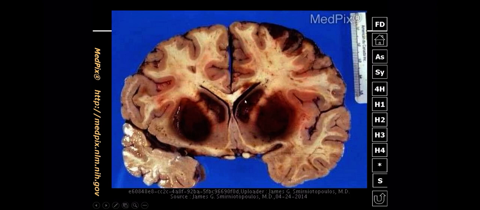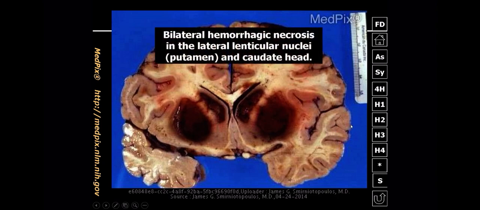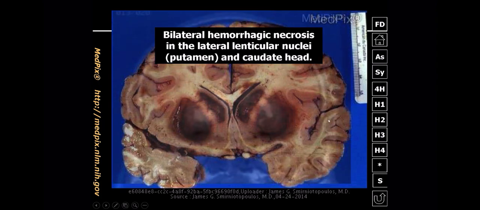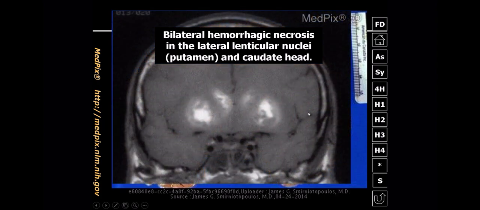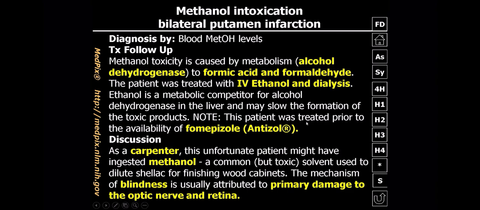And again here, sadly, in the autopsy, we see a perfect outline of the caudate nucleus and a perfect outline of the lenticular nucleus here and the putamen. So methanol intoxication appears to be selectively attacking the lenticular nucleus, the lateral portion, but in this particular case, it also affected the caudate nucleus. So going back to the MR, you can see that there's a perfect correlation. So when you have methanol intoxication, again, it's that alcohol dehydrogenase creates formic acid and formaldehyde. Those metabolic products are what are going to hurt the patient.